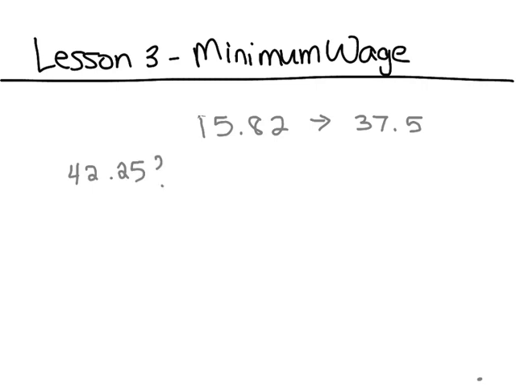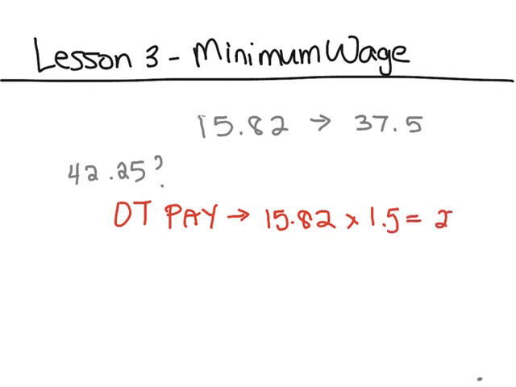So first, we're going to find his overtime pay. And the way that we find overtime pay is we take his regular pay, times it by the increase. He's earning time and a half, so we're going to times it by 1.5. So that's $23.73.